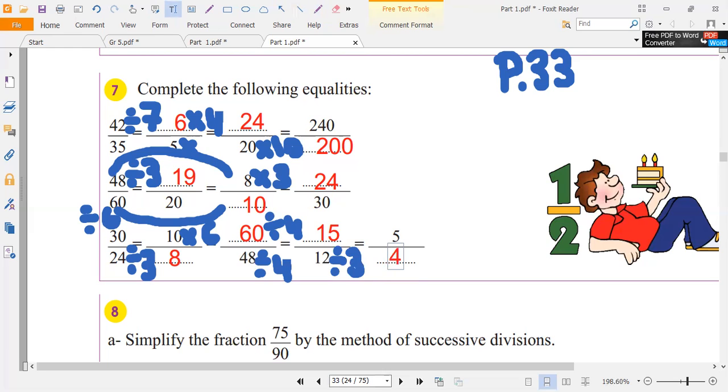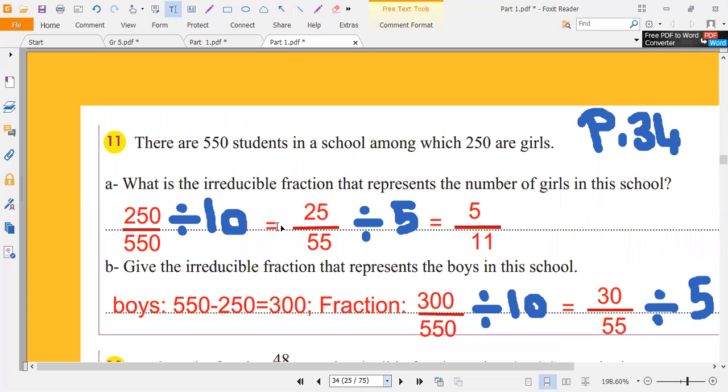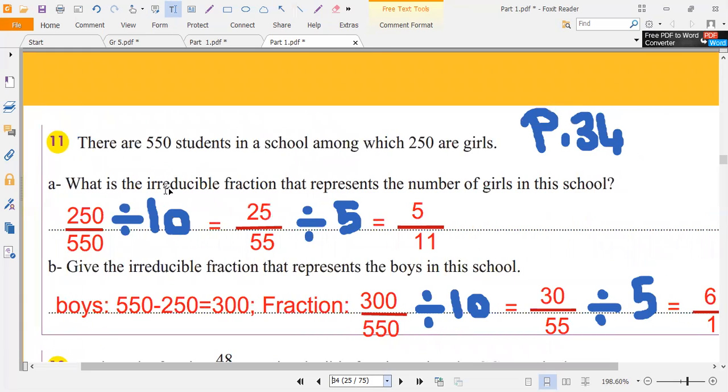Now page 34, exercise 11. There are 550 students in a school, among which 250 are girls. What is the irreducible fraction that represents the number of girls in this school?